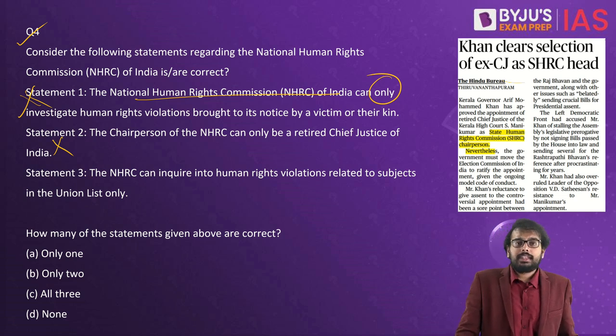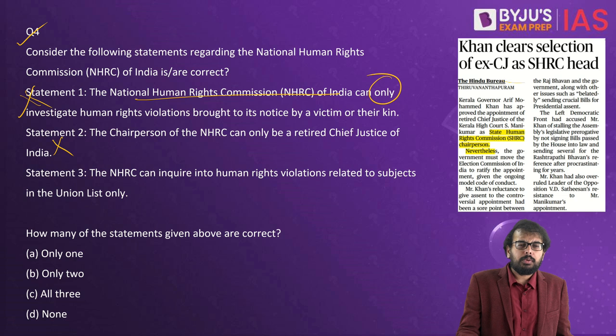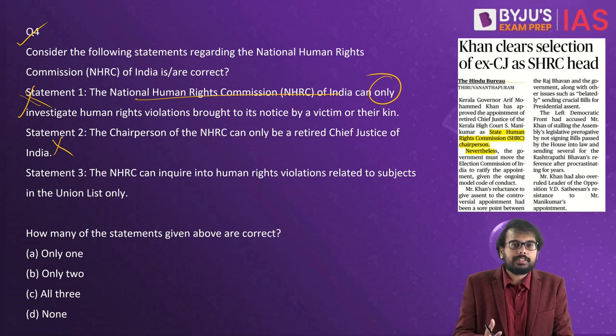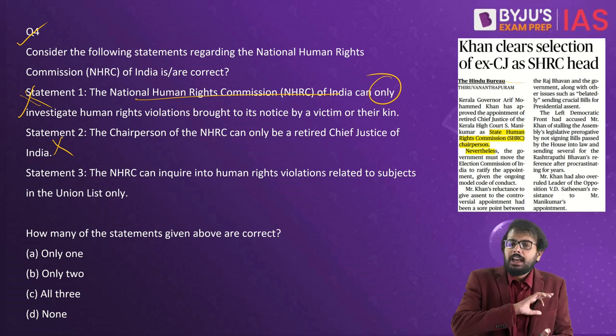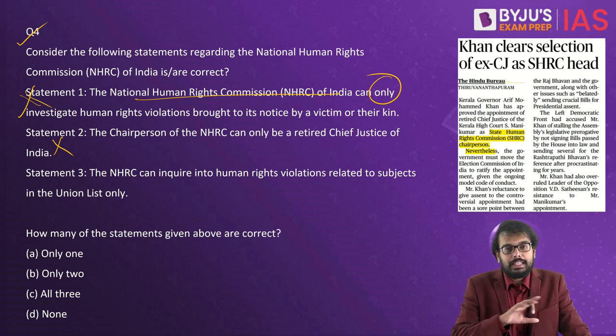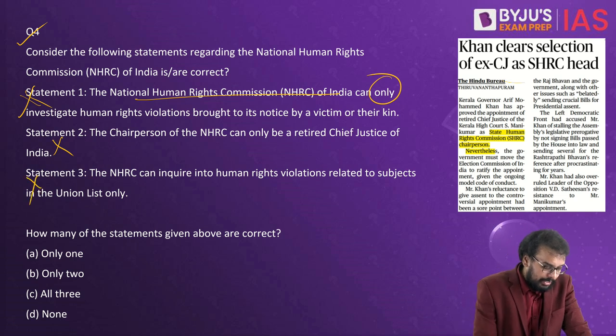Is it true? Since NHRC is at the union level, can NHRC investigate into the human rights violation related to the subjects in the union list only? What do you think? No, NHRC can take any subject in any of the lists, whether the subject is in the union list, concurrent list or state list, whatever it might be. NHRC has the powers to take up any subject in any of the lists, not just in the union list.